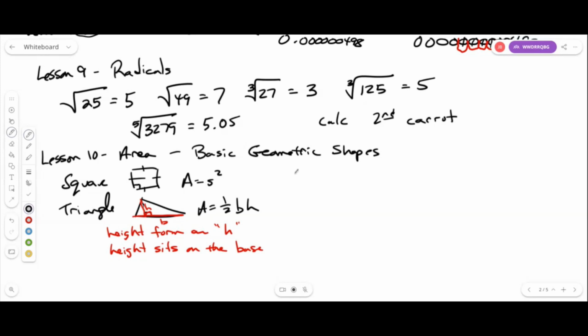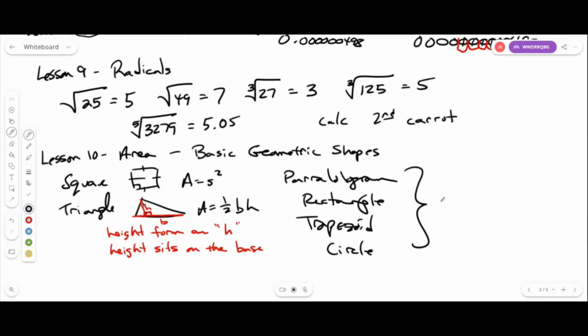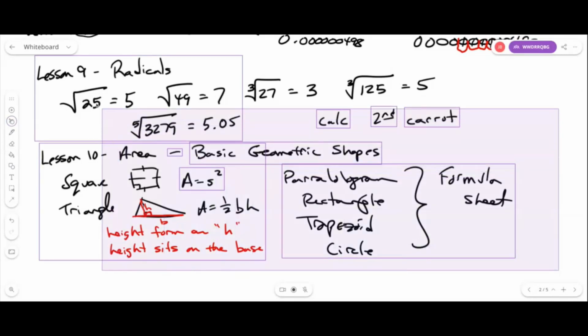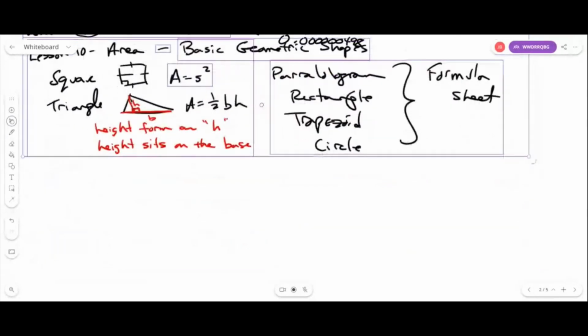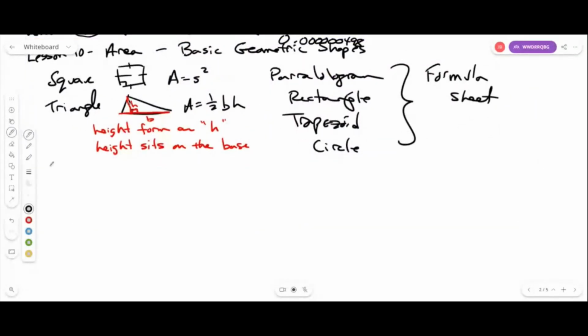And then we did some other basic shapes like a parallelogram and a rectangle, trapezoid, circle. We also found out that we have a formula sheet so that we don't have to memorize those formulas, and that all of those are on the formula sheet. It's knowing what numbers to take off the picture and plug into the correct spot in the formula.